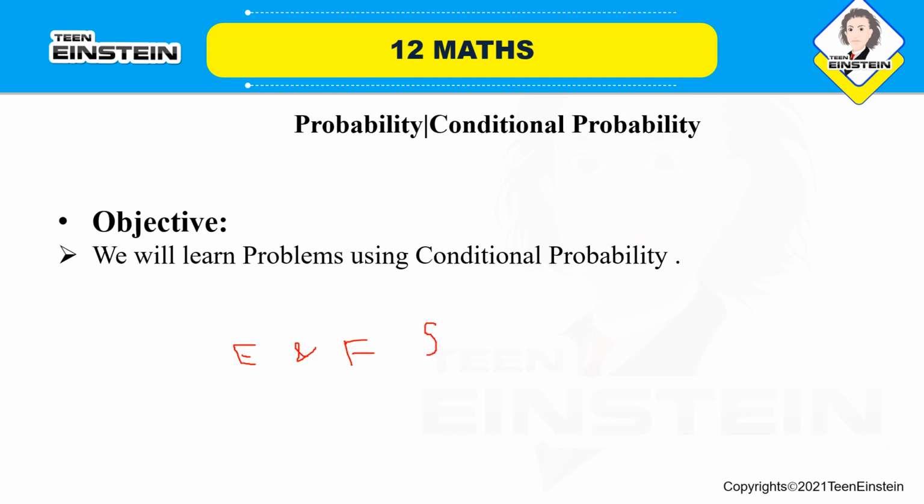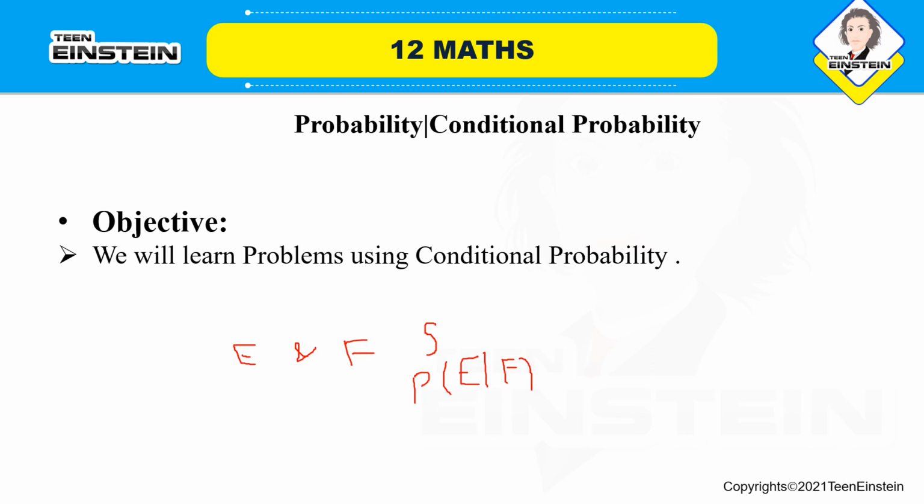Then we are defining the conditional probability of an event E given that F. Okay, so how will you write probability of E given F? What does it mean? Here I am going to find the conditional probability of the event E given that the event F has already occurred. So this is the condition specified here. If the event F has already occurred, then what is the conditional probability of the event E?